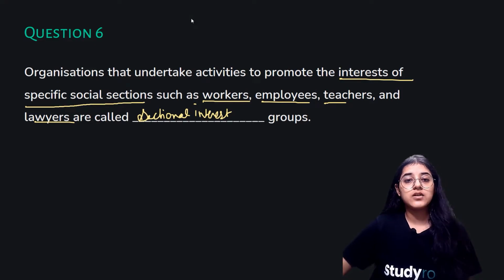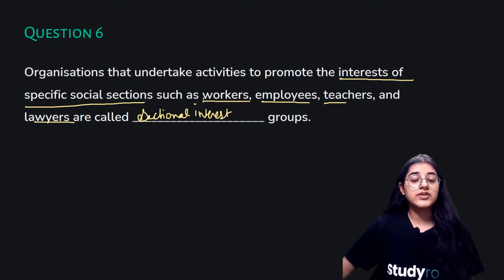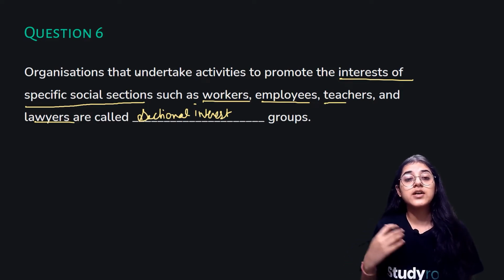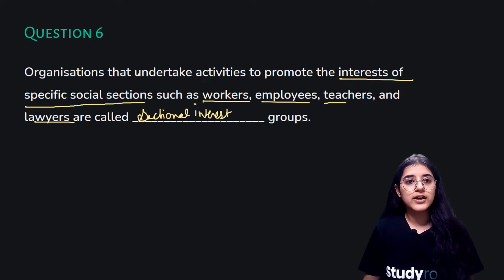Okay. So that's how we got to know through these questions what we have read so far about the political parties, and how these pressure groups play a very important role in influencing the policies of the political parties.